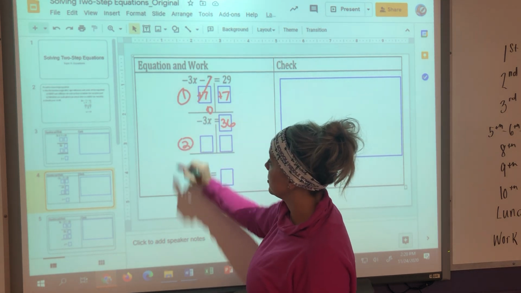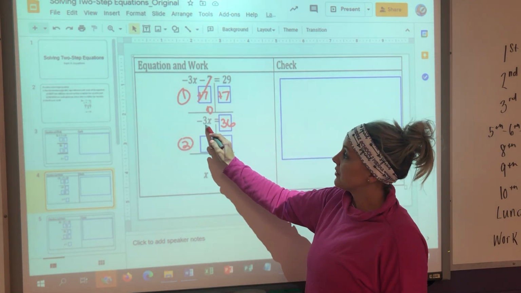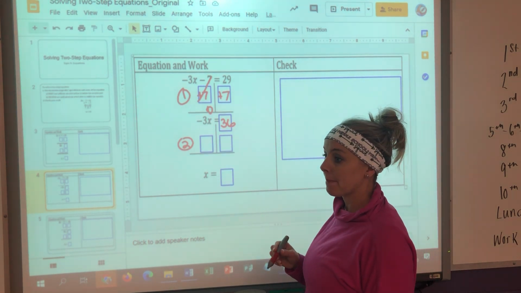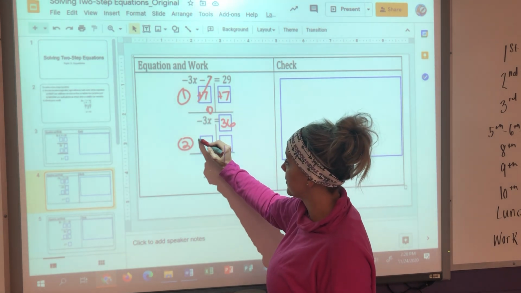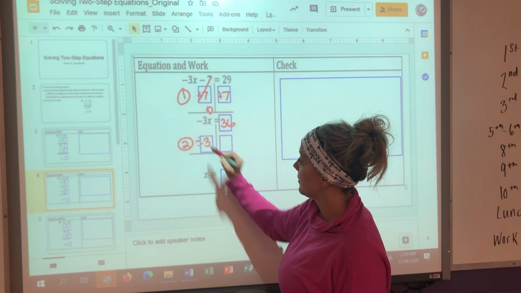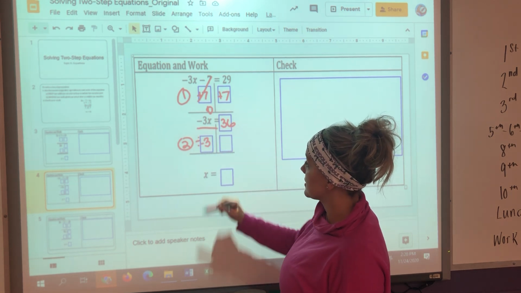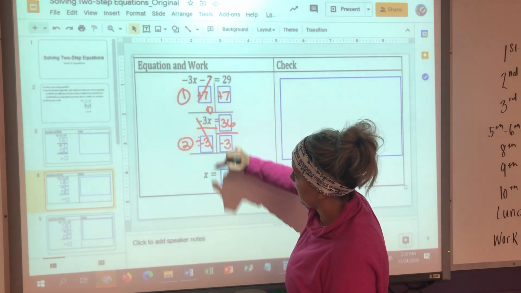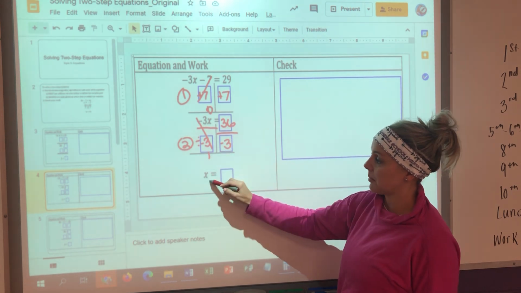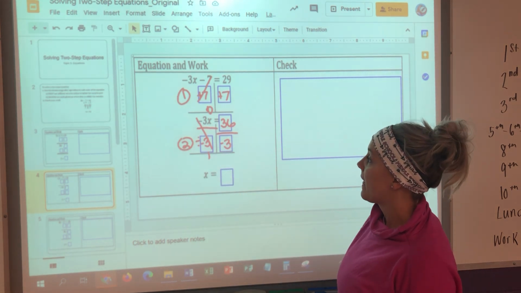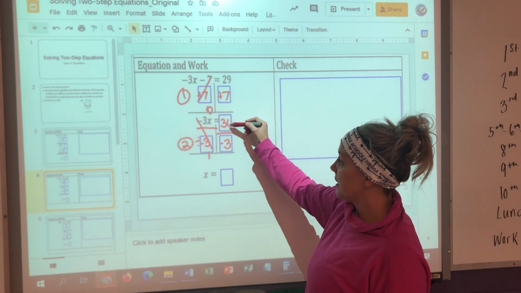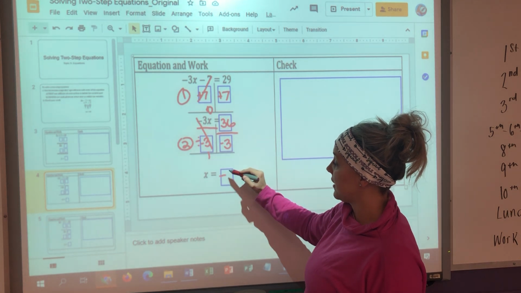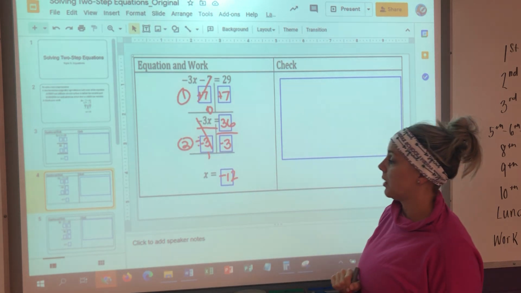Now we're looking at step 2. Okay. So -3 is being multiplied by x. The inverse of multiplying by -3? Dividing by -3. So divide by -3. And if I divide by -3 on this side, I'm also going to divide by -3 on this side. So -3 divided by -3, that's our 1 coefficient, and we bring our x down. And then 36 divided by -3. Positive divided by negative is negative. 36 divided by 3 is 12, so x equals -12.